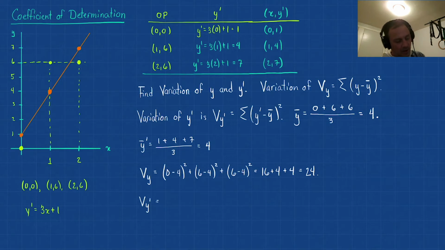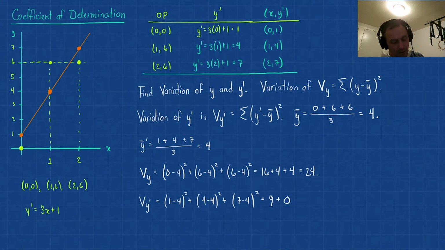Well, the variation of the y primes, our first y prime is a 1 minus a 4, and we square it. Plus, the next one is a 4, subtract the 4, and square it. Plus, 7 minus the 4, and square it. Well, this is going to be 1 minus 4 is negative 3. We square it for 9. 4 minus 4 is 0. We square it for 0. 7 minus 4 is 3, and we square it for 9. So this is 18.